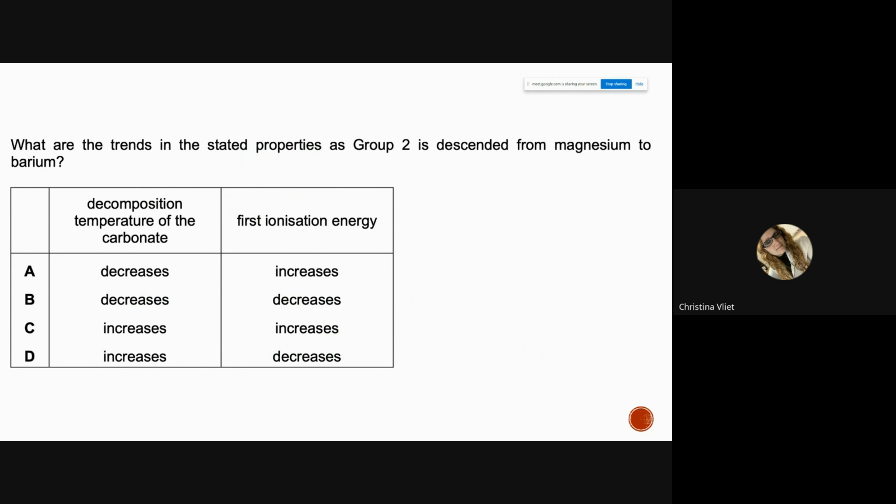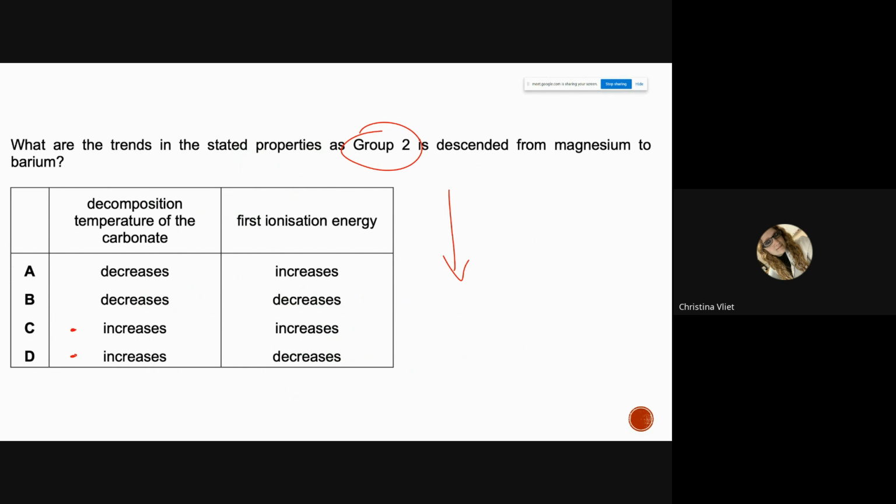What are the trends? There's a stoichiometry question, but I don't want to get lost in stoichiometry. What are the trends in the stated properties as group 2 is descended from magnesium to barium? So this is a new type of question unlocked because this was something that was in today's standard, but also notice how it includes an earlier standard from earlier this year. So group 2 of my periodic table, as I go down the group and I'm comparing the decomposition temperature of the carbonate, that's what we looked at today. Does it decrease or increase? Increase, right? So that puts us at either C or B.